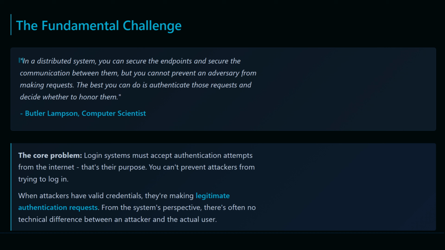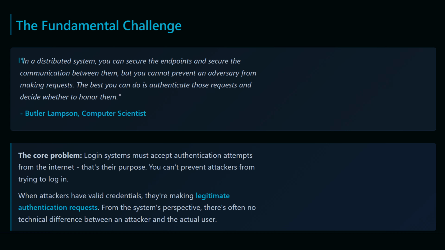There's an insightful quote from the computer scientist Butler Lampson. In his paper on authentication in distributed systems, he wrote, "In a distributed system, you can secure the endpoints and secure the communication between them, but you cannot prevent an adversary from making requests. The best you can do is authenticate those requests and decide whether to honor them."